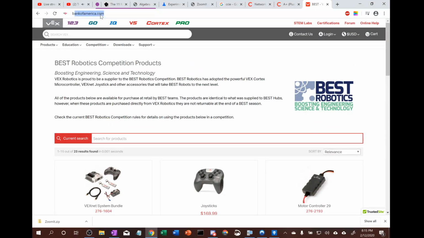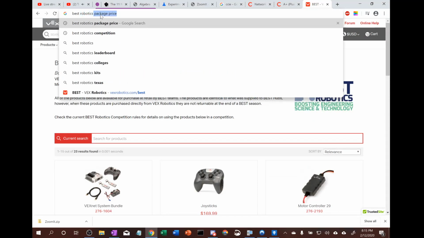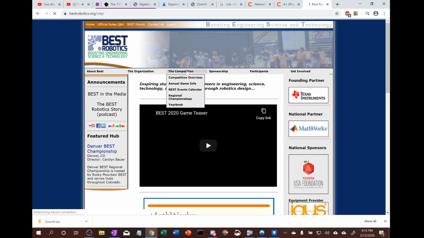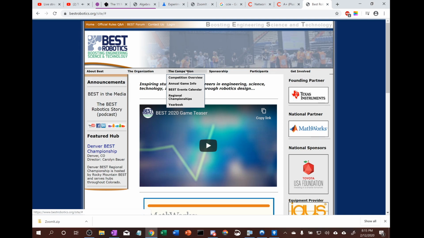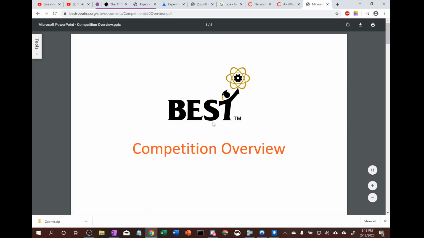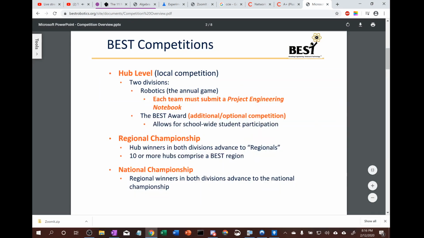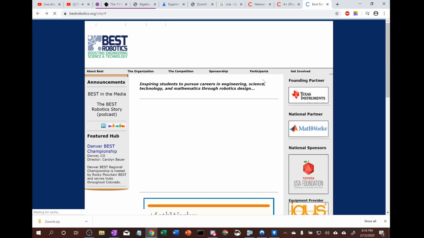But if we go to BEST Robotics, click on it. Boosting Engineering, Science, and Technology. Okay. So the competition, this is what you would do. You have to go to a 2-week camp at, I think, Texas Tech or Texas A&M over the summer, and that costs like $2,000 per student. So anyway, I won't go through this whole thing, but yeah, you've got to have a project engineering notebook, and you've got to have a presentation that you do. It is a ton of fun.